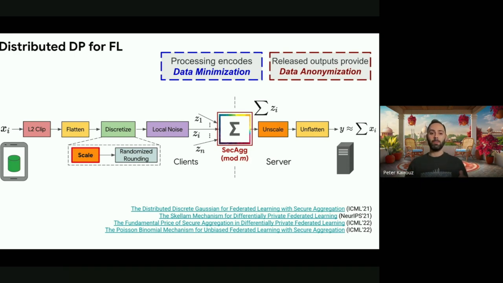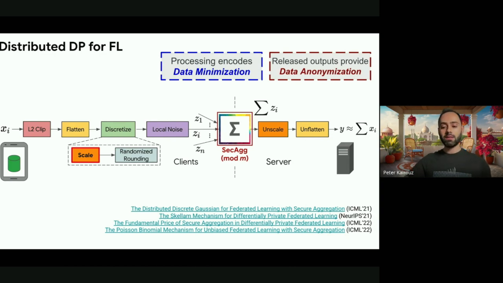If you just Google distributed differential privacy for federated learning, you'll see a blog post that talks about how we've deployed this technology for Android's smart text selection. So this is not just something that we've researched and built, but we've also deployed it in production at scale.